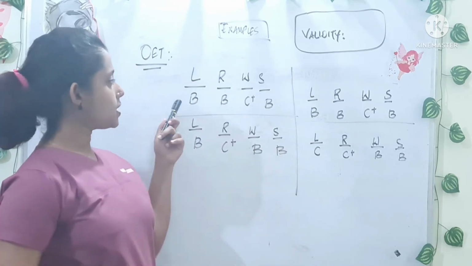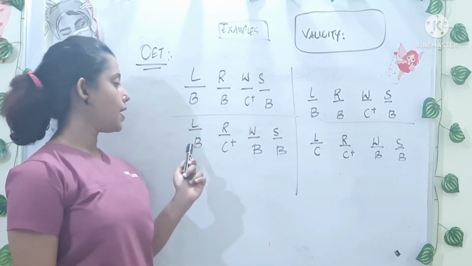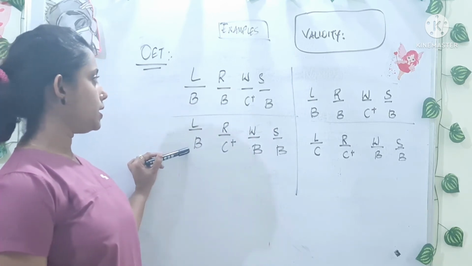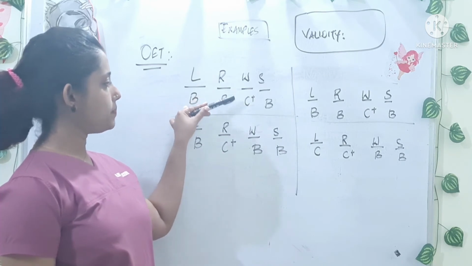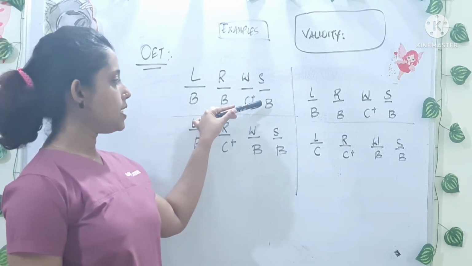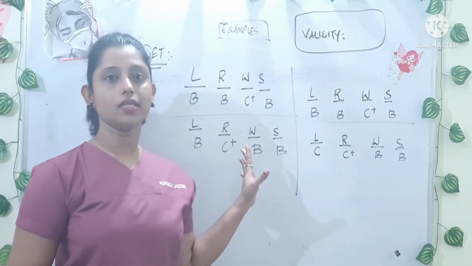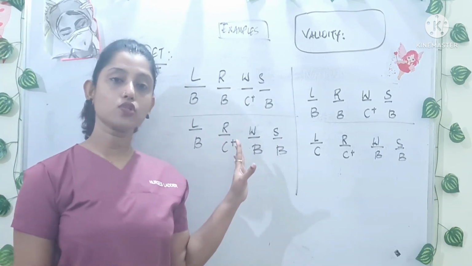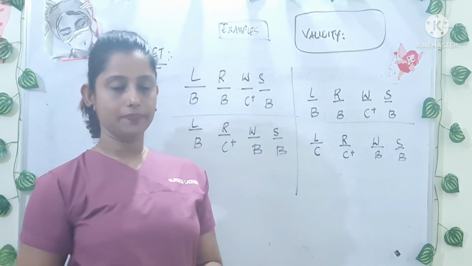In the first sitting, the candidate has got B in listening, and the second one also B. In reading, B and then C plus. In writing, C plus and B. In speaking, B and B. In this case, it is clearly visible that none of the scores are less than C plus, so it is acceptable.